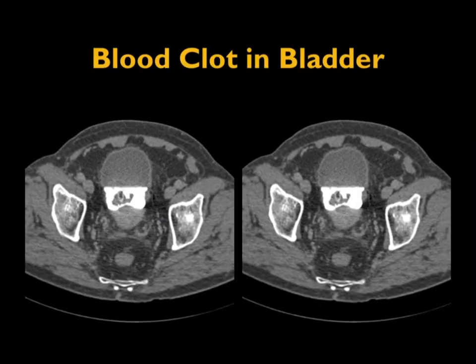Other causes of filling defects in the bladder, besides tumor, besides stones, besides, let's say, hemorrhage, we think acute hemorrhage and we think chronic hemorrhage or blood clot. So blood clot is a very common predictor. Again, you want to be careful that it's old and not new blood clot, but a very good visualization.